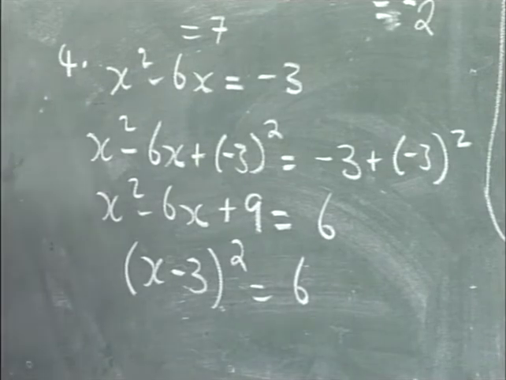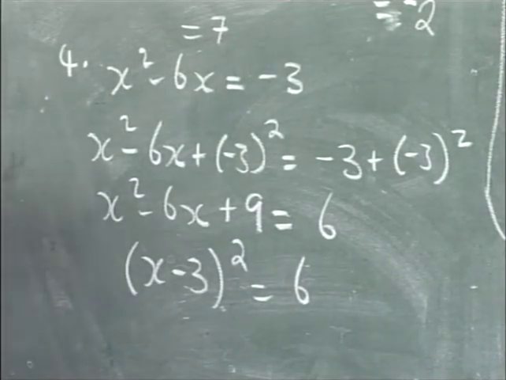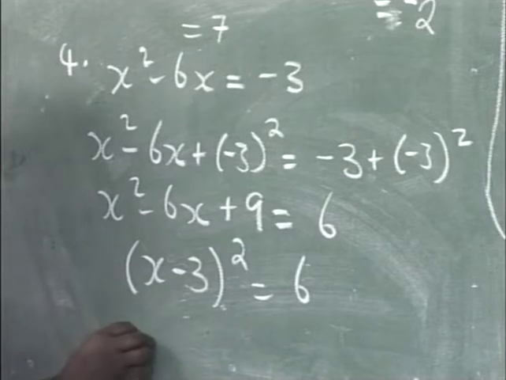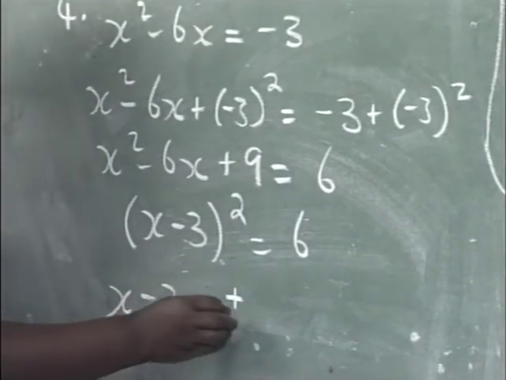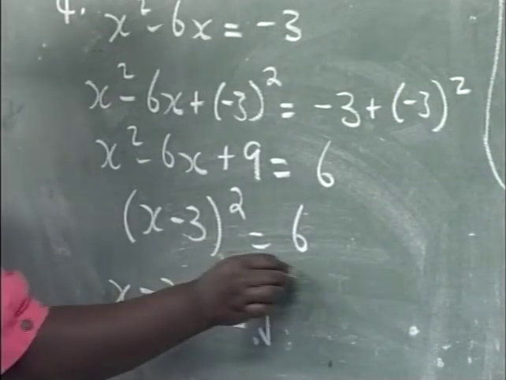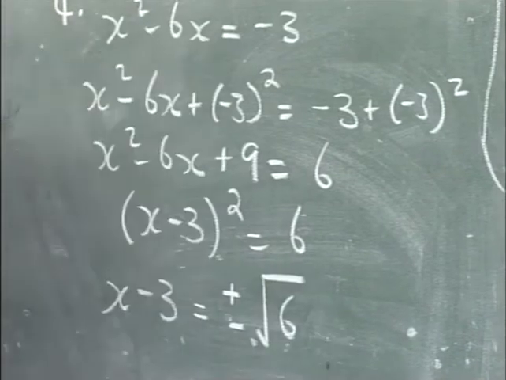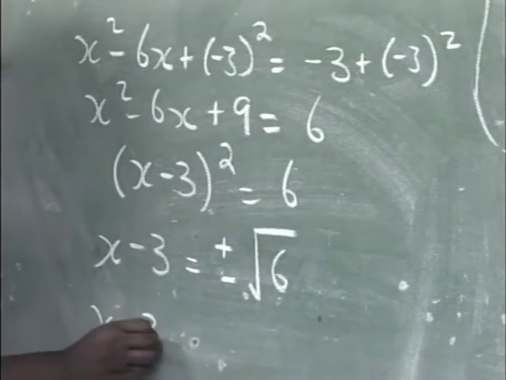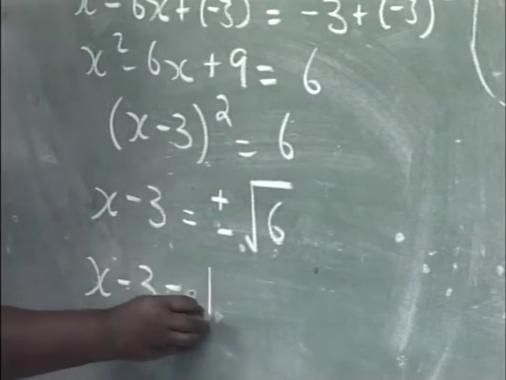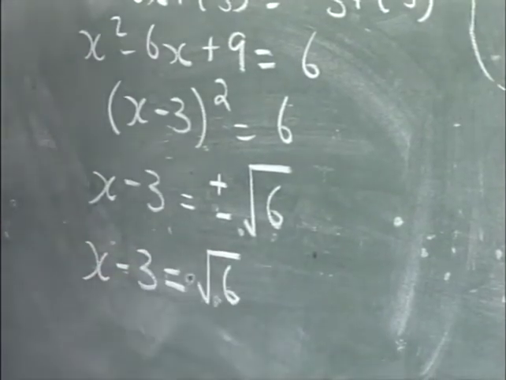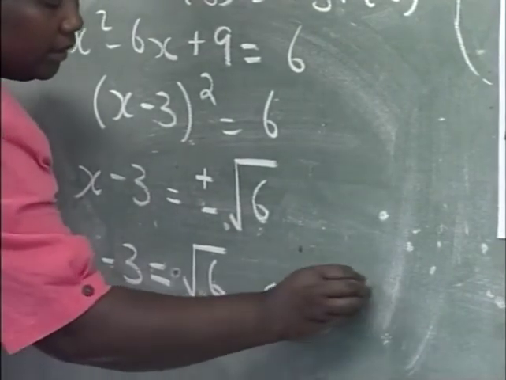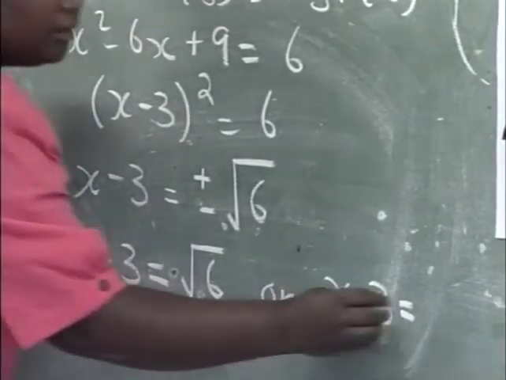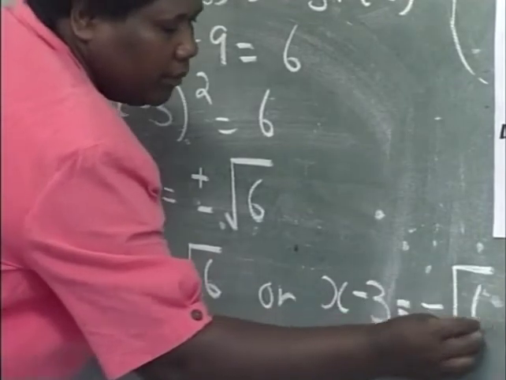The next step is to find the square root of both sides of the equation. So I will now be left with x minus 3 equals plus or minus the square root of 6. Okay, so I have to leave it like that. Now there will still be two answers. One is x minus 3 equals the square root of 6, or x minus 3 is equal to the negative square root of 6.